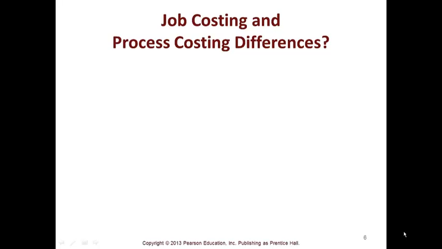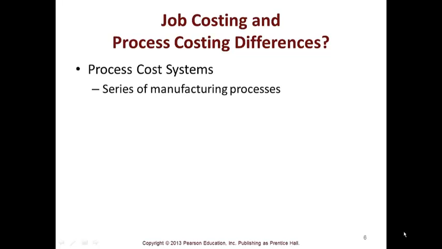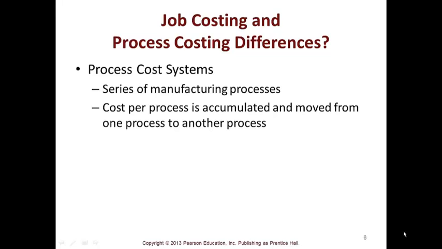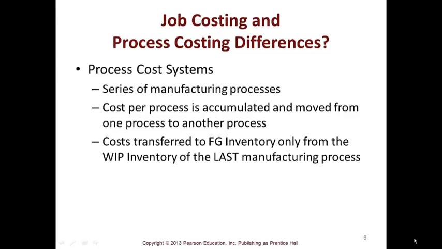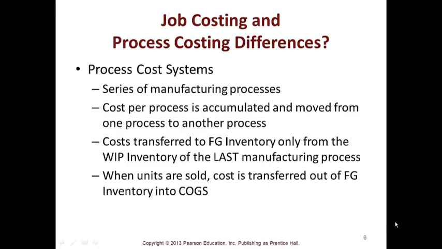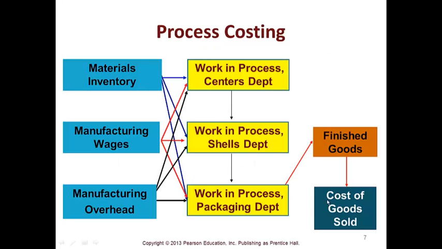Job costing and process costing differences. Process cost systems is a series of manufacturing processes. Cost per process is accumulated and moved from one process to another process. Cost is transferred to finished good inventory only from the work in process inventory of the last manufacturing process. When units are sold, cost is transferred out of finished goods and into cost of goods sold. So here's this picture. So here's all of your material inventory, your wages, and your manufacturing overhead. It goes into your different processes, and then that total amount goes into finished goods and then into cost of goods sold.